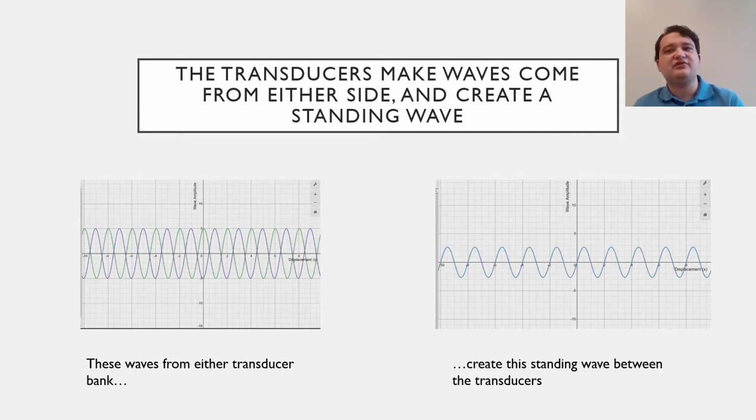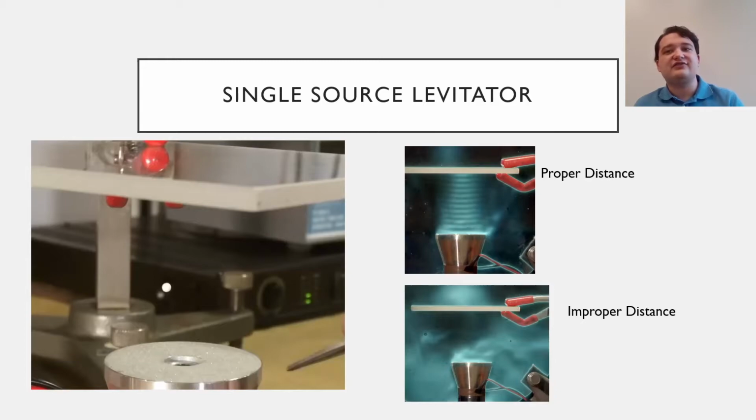Most levitators up until this point have used a single transducer and an acoustic mirror to get waves that will add together, or interfere with each other, to make things levitate. But this dual sound source approach has several advantages. With a single transducer, the mirror will have to be kept at very specific distances away from the transducer. Otherwise, the waves will not be able to add properly to support an object in levitation.